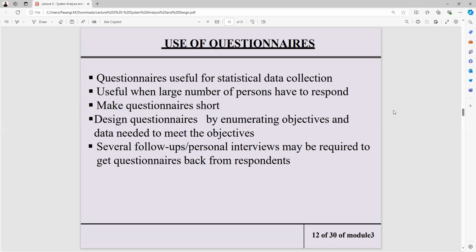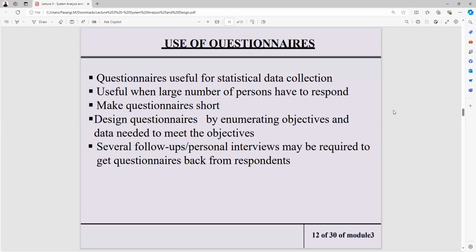Not only that, as a best practice, we need to make questionnaires much shorter, and we need to design those questionnaires by enumerating objectives and the data needed to meet the objectives. Not only that, we need to do several follow-ups, maybe 2 or 3 follow-ups, or sometimes a few personal interviews as per the requirement, to get questionnaires back from respondents. If we have low respondent rates, then we need to keep following up with the respondents or the users, and get more feedback from the users themselves.